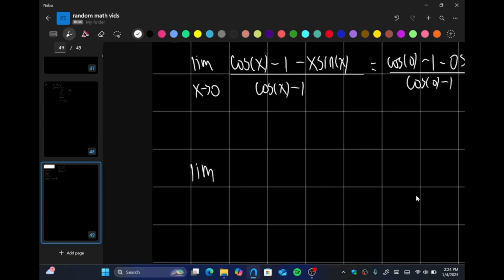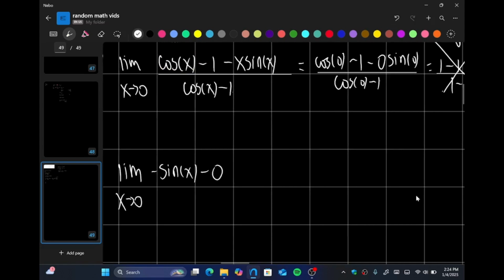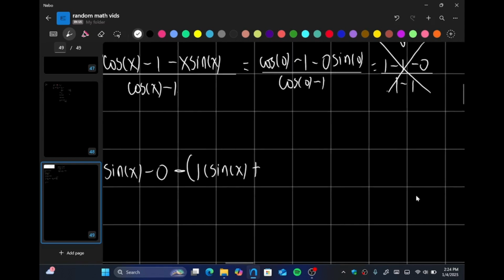So the limit as x approaches 0, we're gonna now do the derivative of the top, right? So it's going to be negative sine x. And then the negative 1 will cancel out, so it's going to be minus 0. And then the derivative of negative x sine x, we're just going to say minus parentheses 1 times sine x, and then plus x cosine x. Okay, guys.